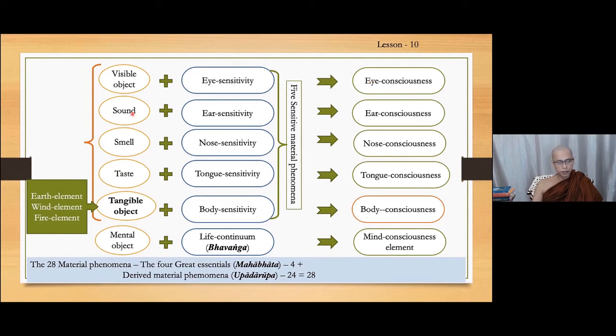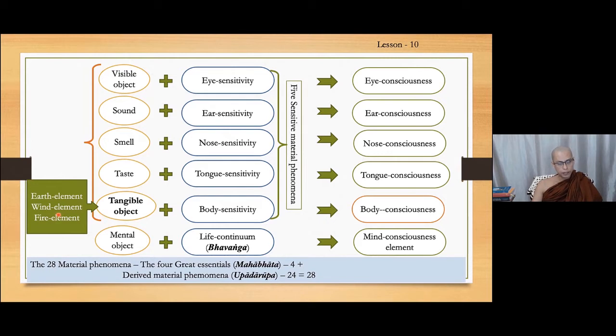In this way, the sound and ear sensitivity come together, and ear consciousness arises. And smell and nose sensitivity come together at that moment, and nose consciousness arises by the other conditions. Then taste and tongue sensitivity: objects and sensitivity come together, and tongue consciousness arises. Then here, the tangible objects, which are the group of the materiality of earth element, wind element, and fire element.